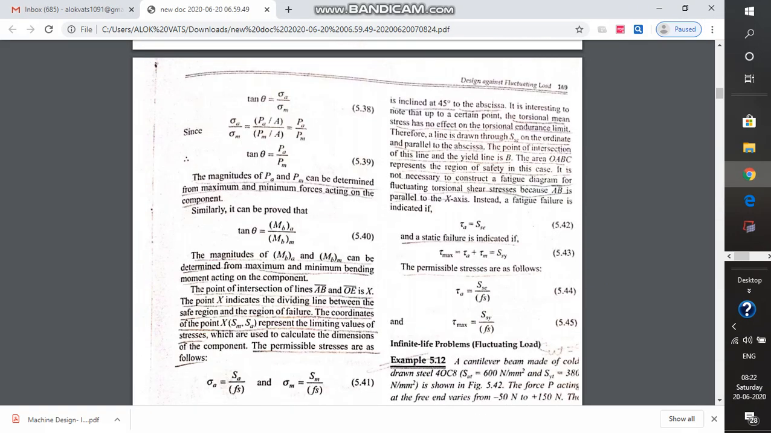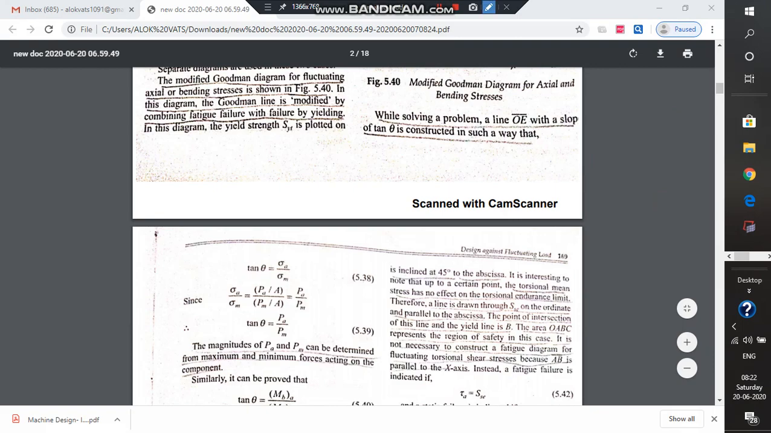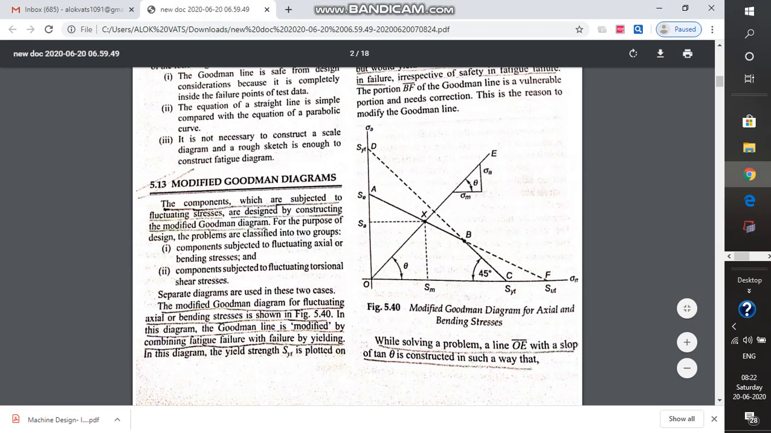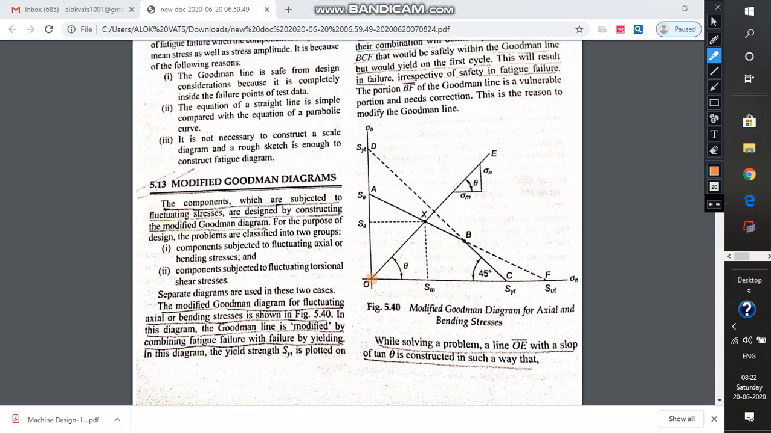Now, one more thing we need to do in this diagram: we also have to draw a line OE. This is the OE line, which cuts either line segment AB or BC at some point X. In this particular case, line segment AB has been cut by the line OE at the point X. The X is the point of demarcation of the region of safety and region of failure here.